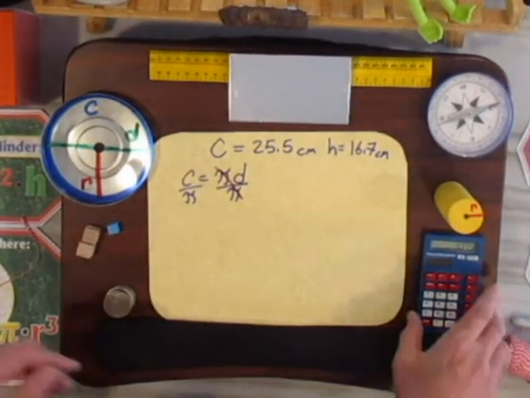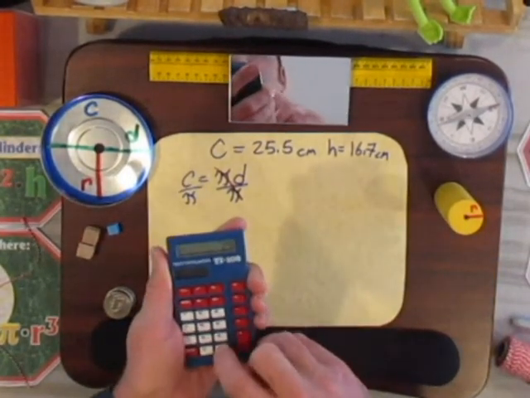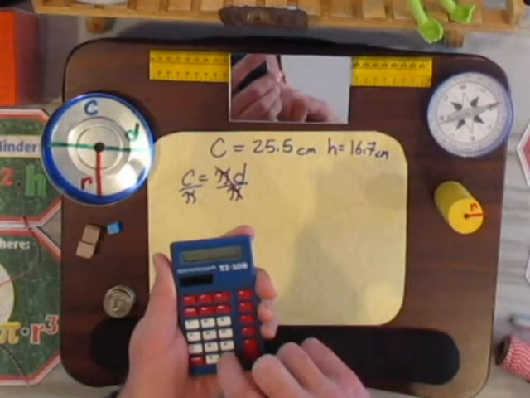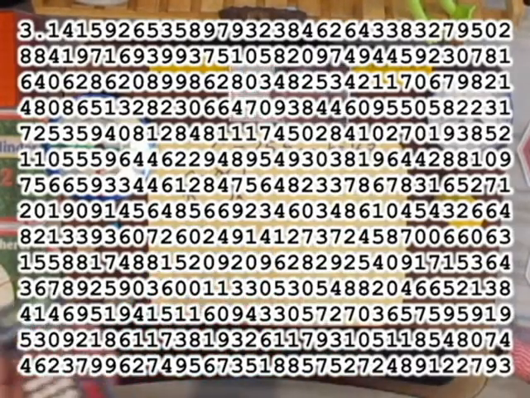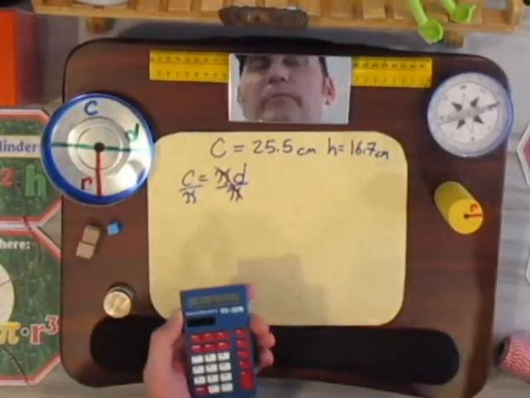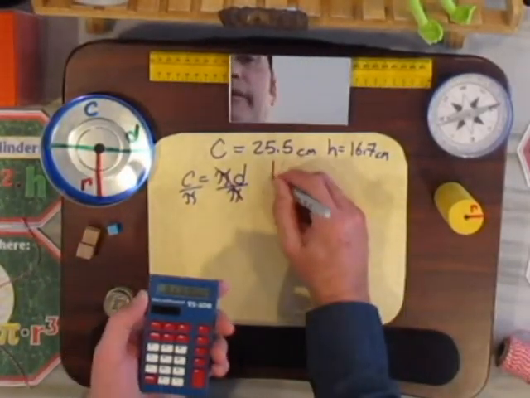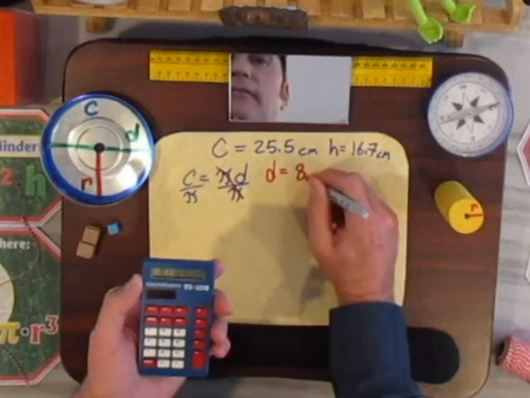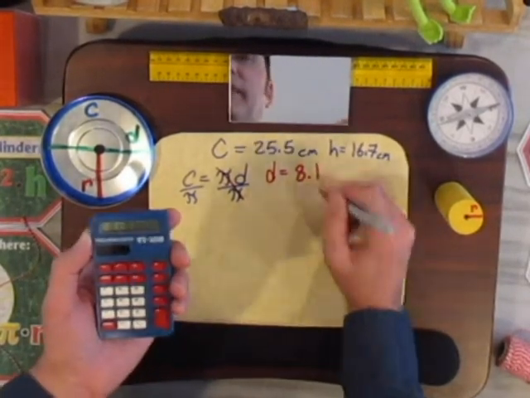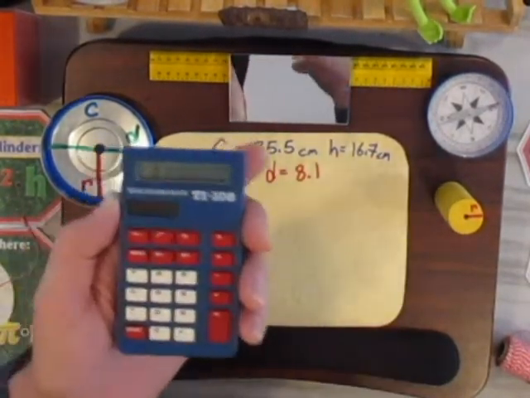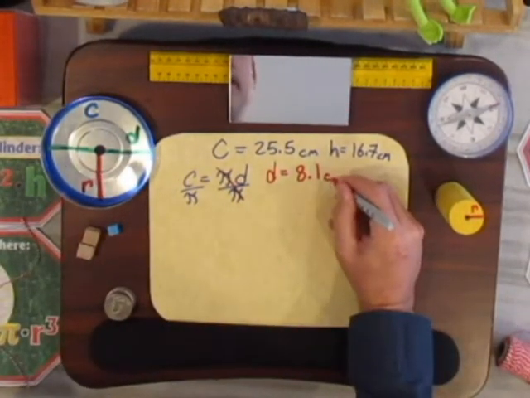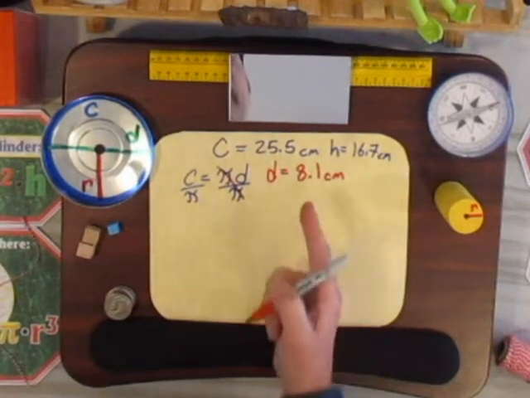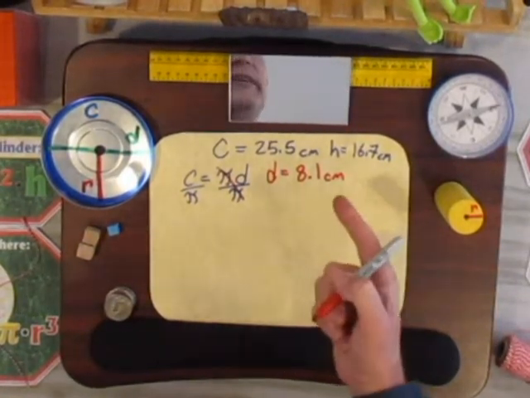and where's my calculator? Here we go. So 25.5 divided by 3.1415926, that's enough, equals, and you can just do 3.14. So now I have my diameter equals 8.1. I'm just going to round it to 8.1 because we're only keeping things to the tenths. Okay, it says 8.1, it would be 8.12, close enough. Okay, centimeters.